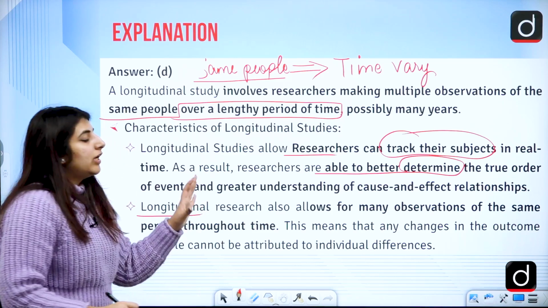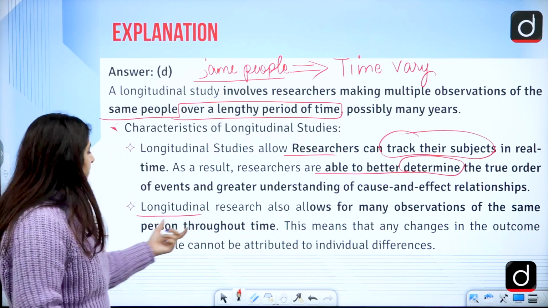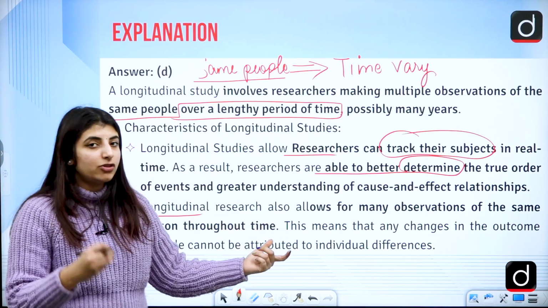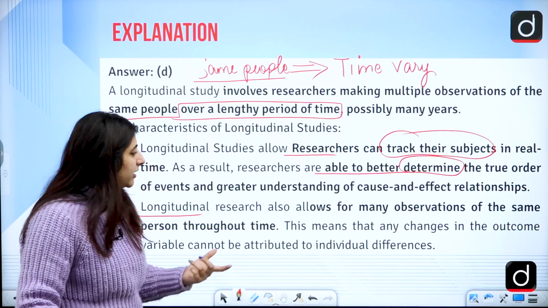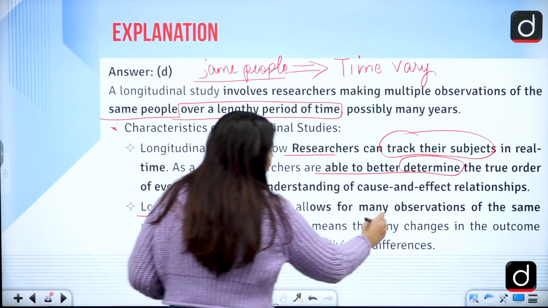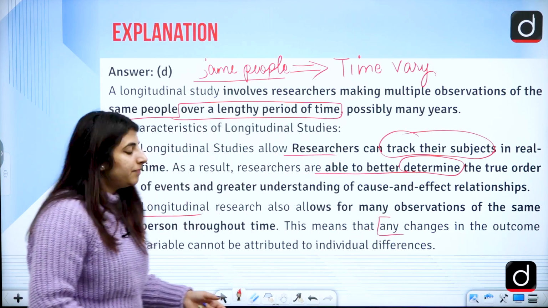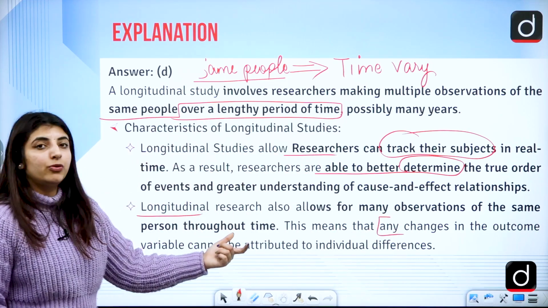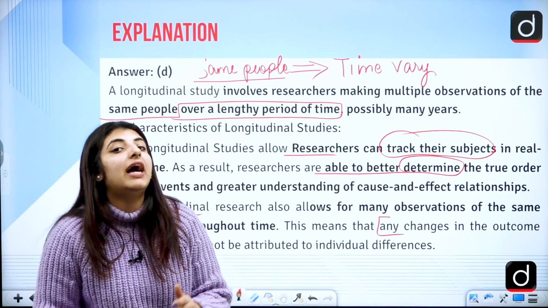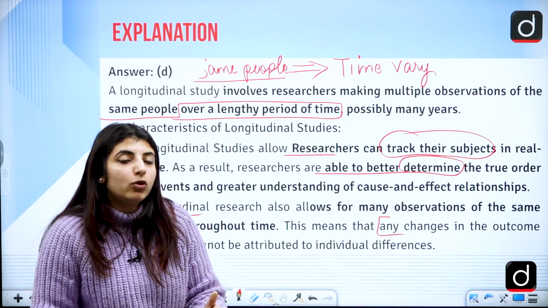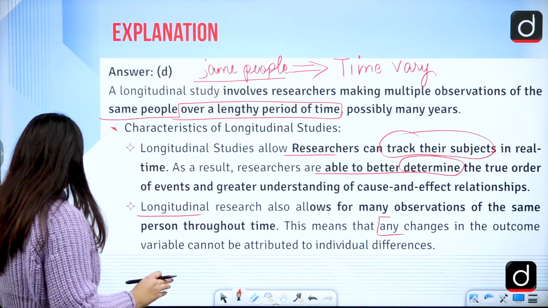Longitudinal research also allows for many observations of the same person throughout time. This is also a benefit, or characteristic, of longitudinal research, which means that any changes in the outcome cannot be attributed to individual differences. There must be certain other factors which contributed. And what will those factors be? We will be seeing that.